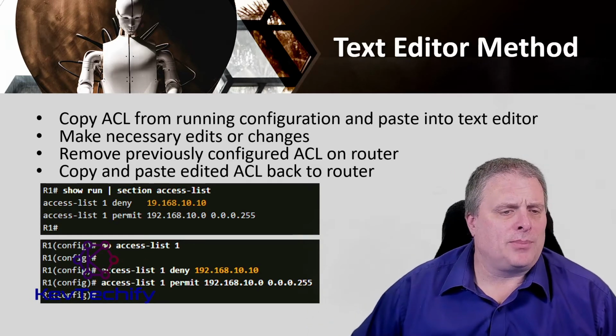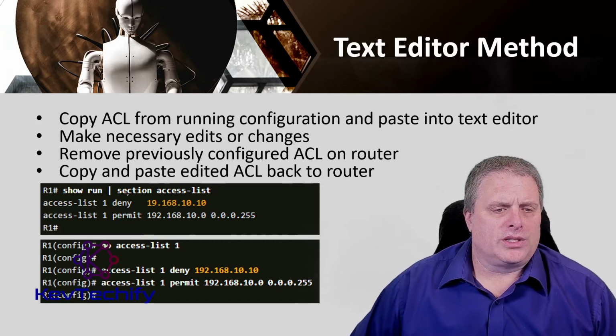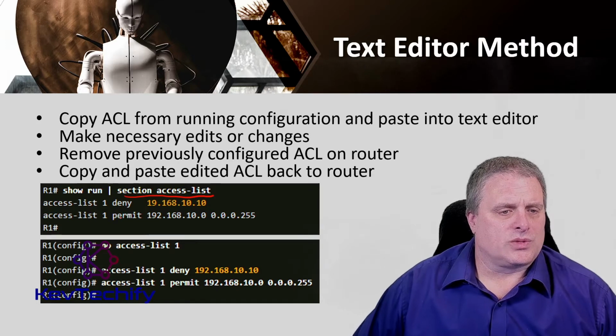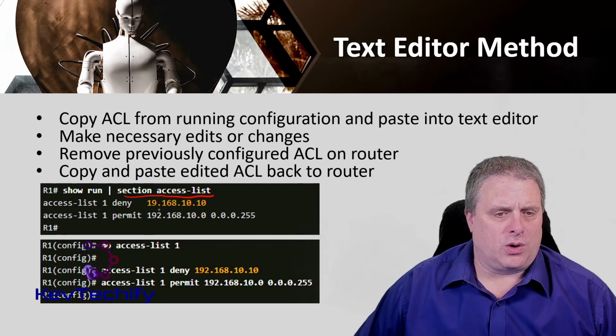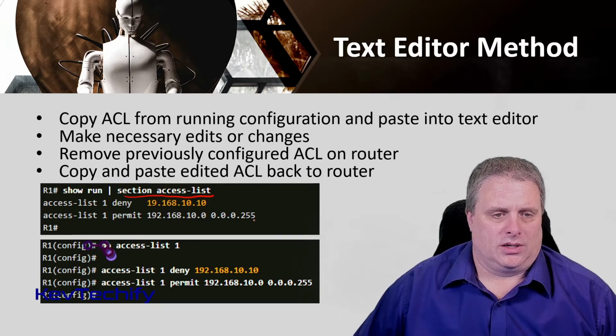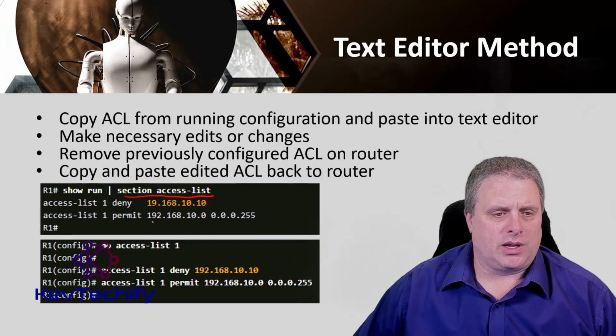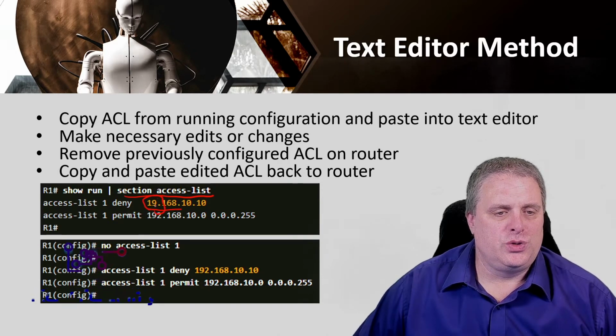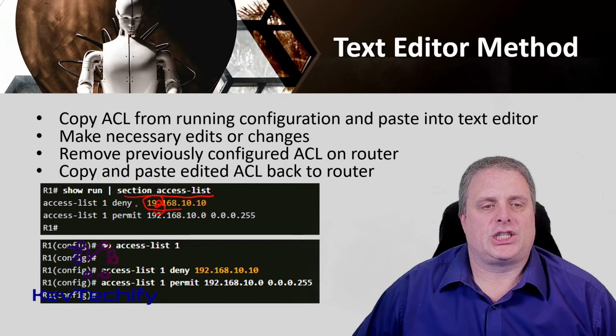Here we have an example. We did a show run and we listed our access list section. In our access list 1, we have a deny from a host, and then we have our permit from a network. So we're going to deny one host, but then we're going to permit the network. If you notice, we do have a typo here. Instead of 19.168, it should be 192. We need to go in and make that change.